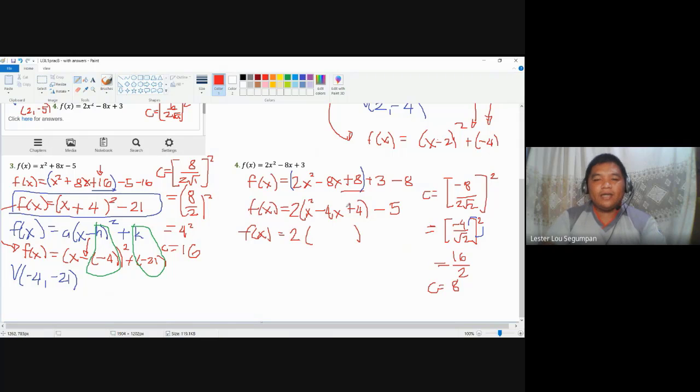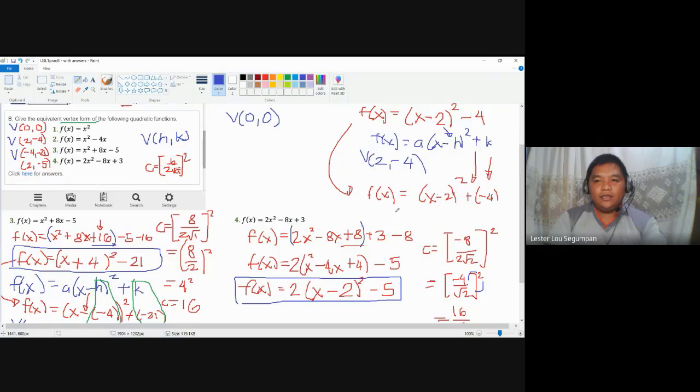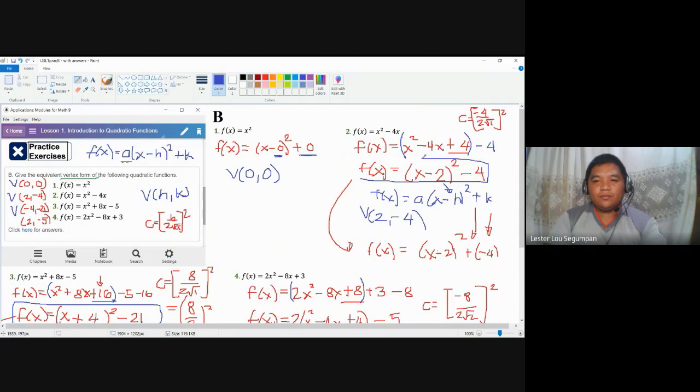And now this is a perfect square. Simplify it. The square root of the first term is x, and the square root of the last term is plus or minus 2. Which of the two? Minus 2, squared. And then minus 5 here. So this is now your vertex form. Here, these are also your vertex form, and of course, this is your vertex form.